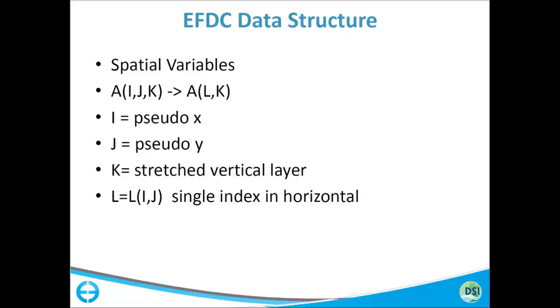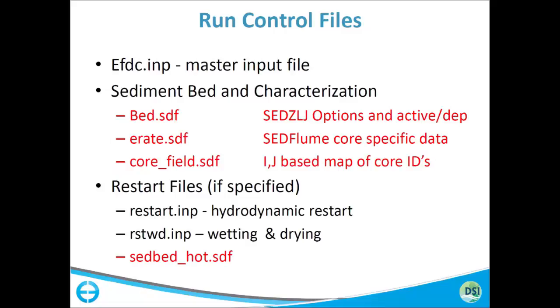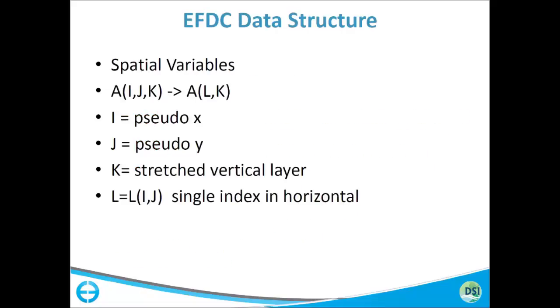And K is the typical variable used to represent the vertical dimension, either in your water column or your sediment bed. And then there are some lookups. If I know my I and J, I can look up my L, and vice versa. If I know an L, I can look up I and J.